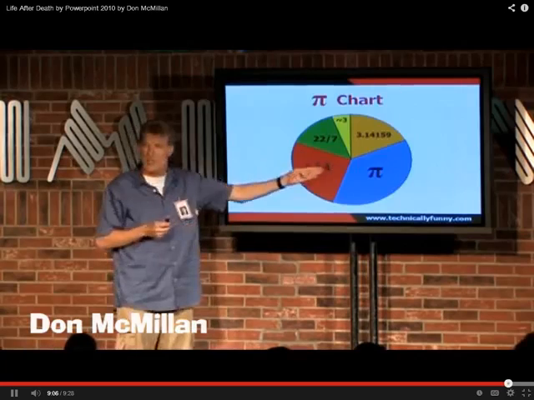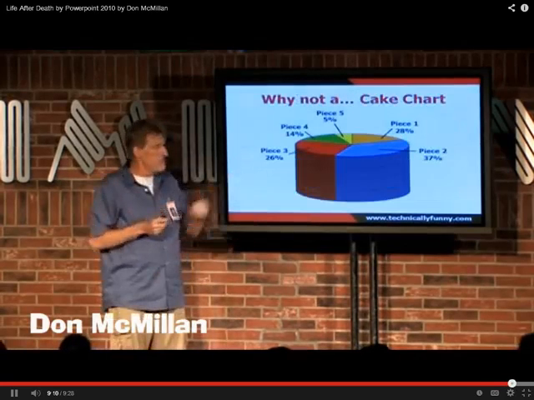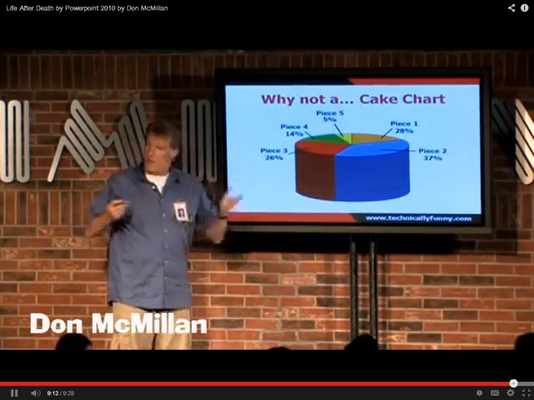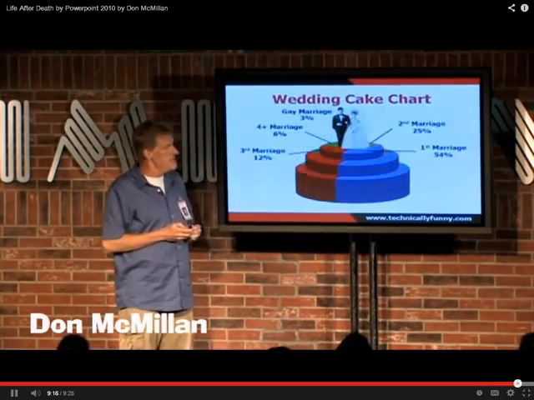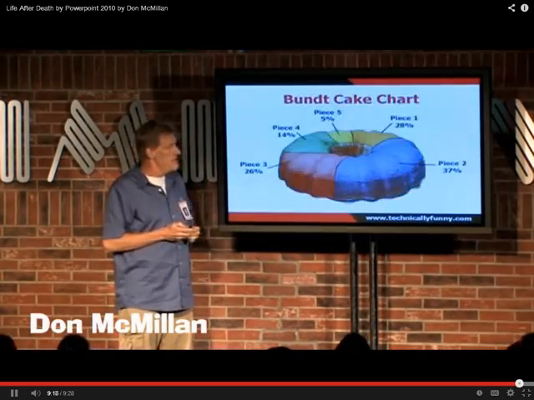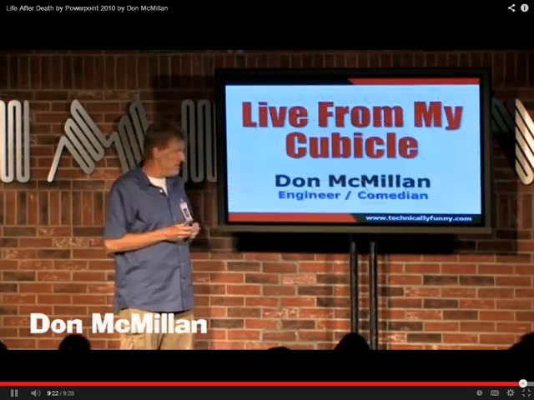We have a pie chart. I was thinking, why don't we have a cake chart? So there's a cake chart. Why don't we leave the cake out? There's a birthday cake chart. There's a wedding cake chart. There's a bundt cake chart. An upside down cake chart. And then really that's an upside down cake chart. And, all right, I think I've covered all the charts. Any questions at this point?